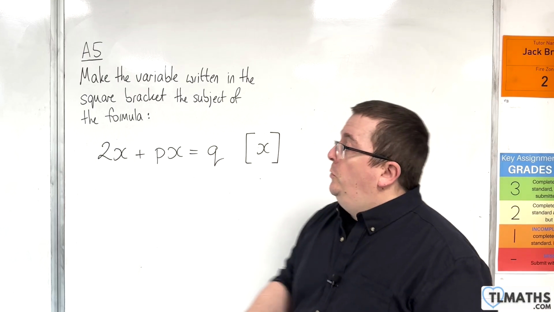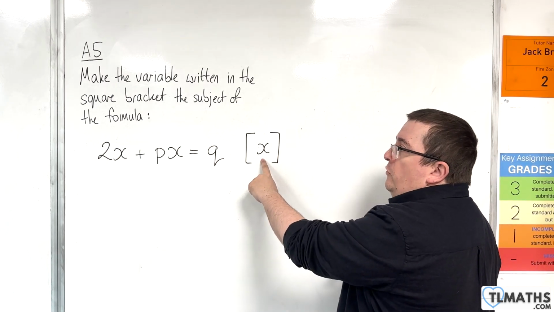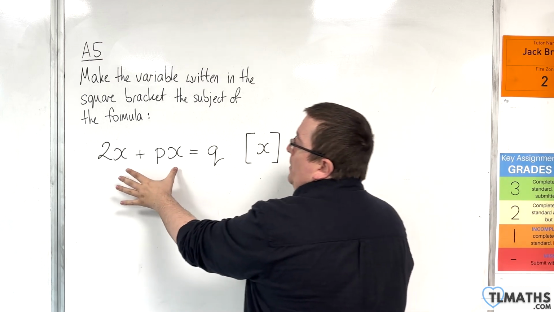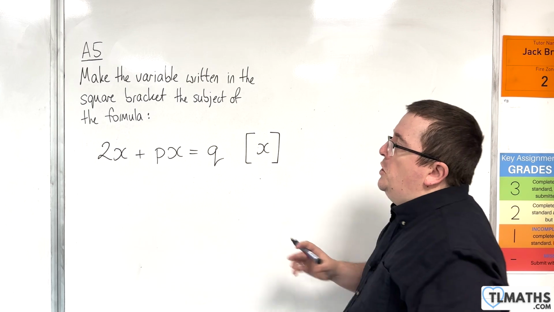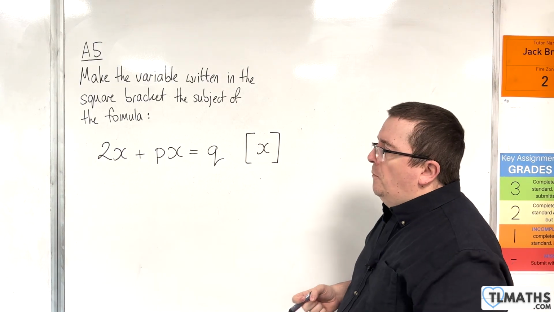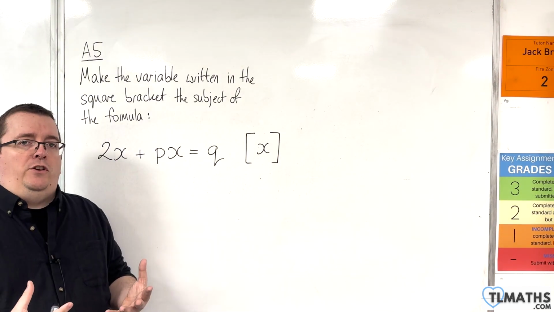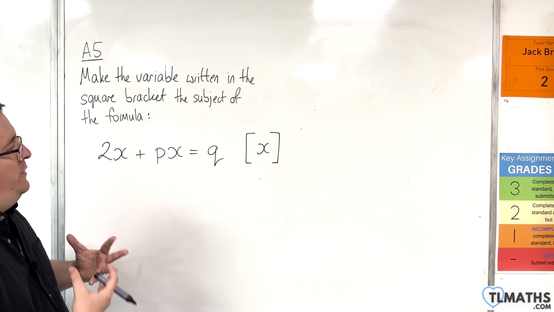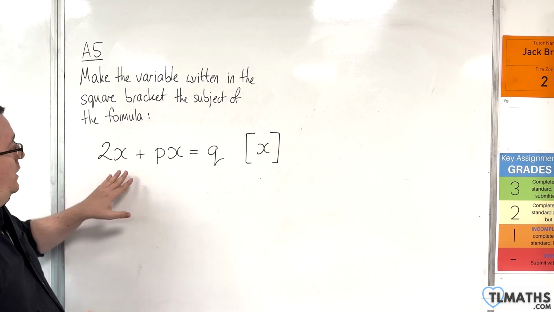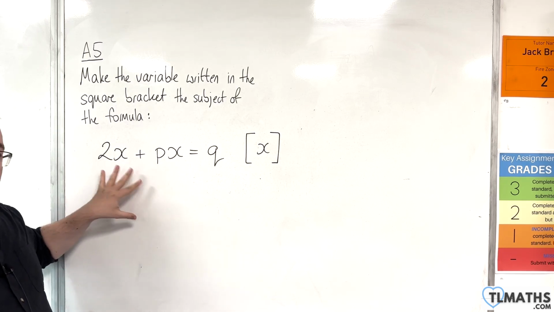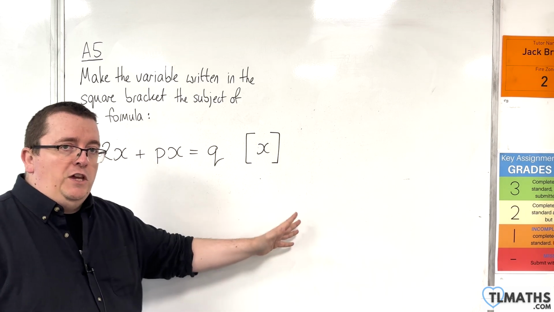So we're now going to look at situations where we have a formula where the variable that we want to make the subject actually appears more than once. So here we've got 2x plus px is equal to q. We want to make x the subject of the formula. So what you want to be doing in these stages is to make sure that you get everything that involves the x onto one side of the equation, like we have here, because we've got the 2x and the px over on the left-hand side, nothing else involving x, everything else is on the right-hand side, the q.